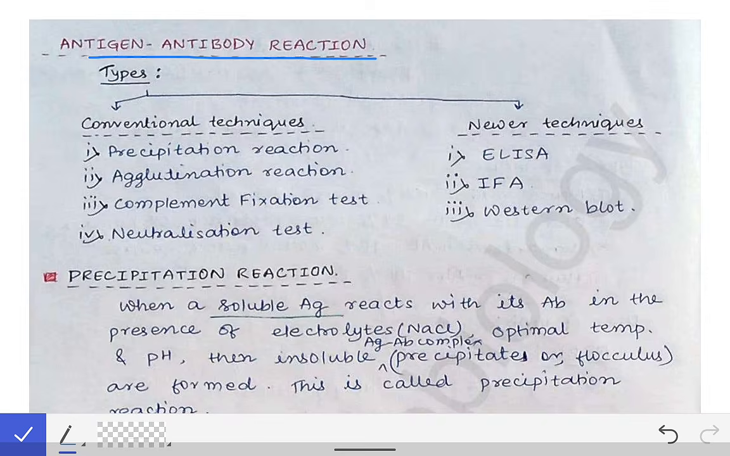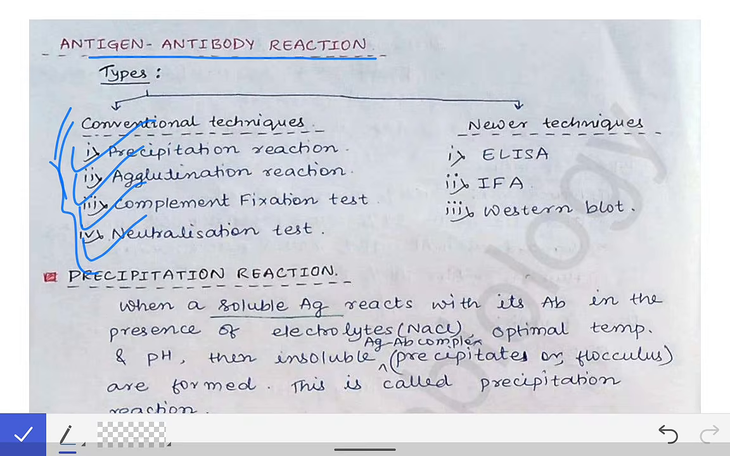Earlier there were some conventional techniques to demonstrate the antigen antibody reactions, and those techniques were the precipitation reaction, the agglutination reaction, complement fixation test, and the neutralization test. So these were the four conventional techniques of antigen antibody reaction demonstration.